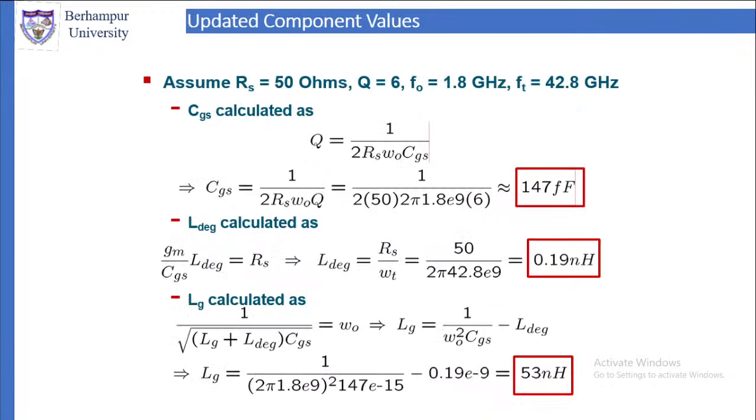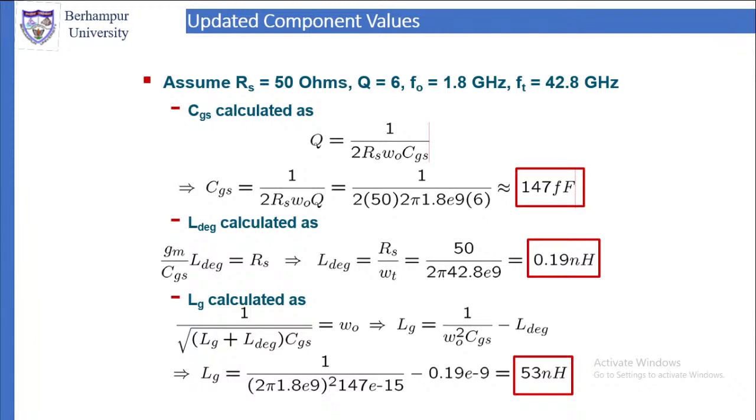Now the updated component values. Assume RS to be 50 ohm, Q is equal to 6 that we have taken, F0 is equal to 1.8 GHz, Ft is equal to 42.8 GHz. Then the gate source capacitance is from Q is equal to 1 upon 2 RS omega 0 CGS.